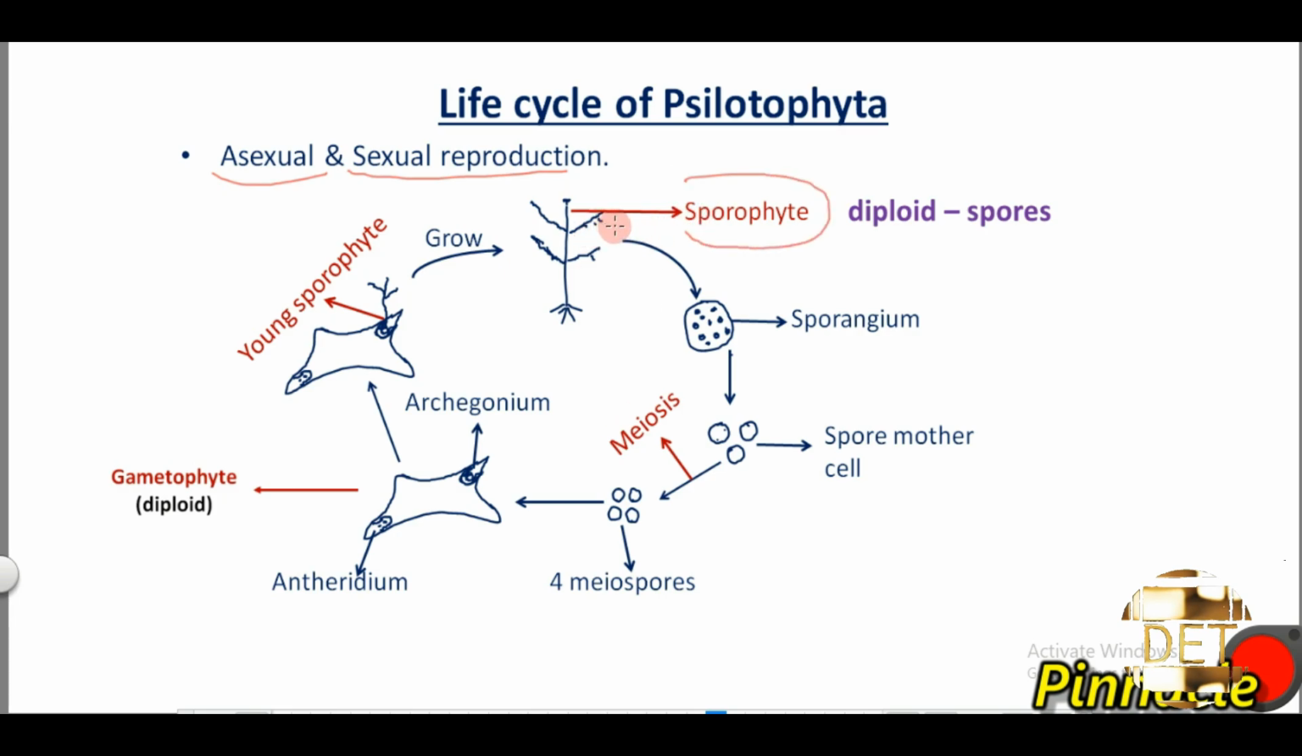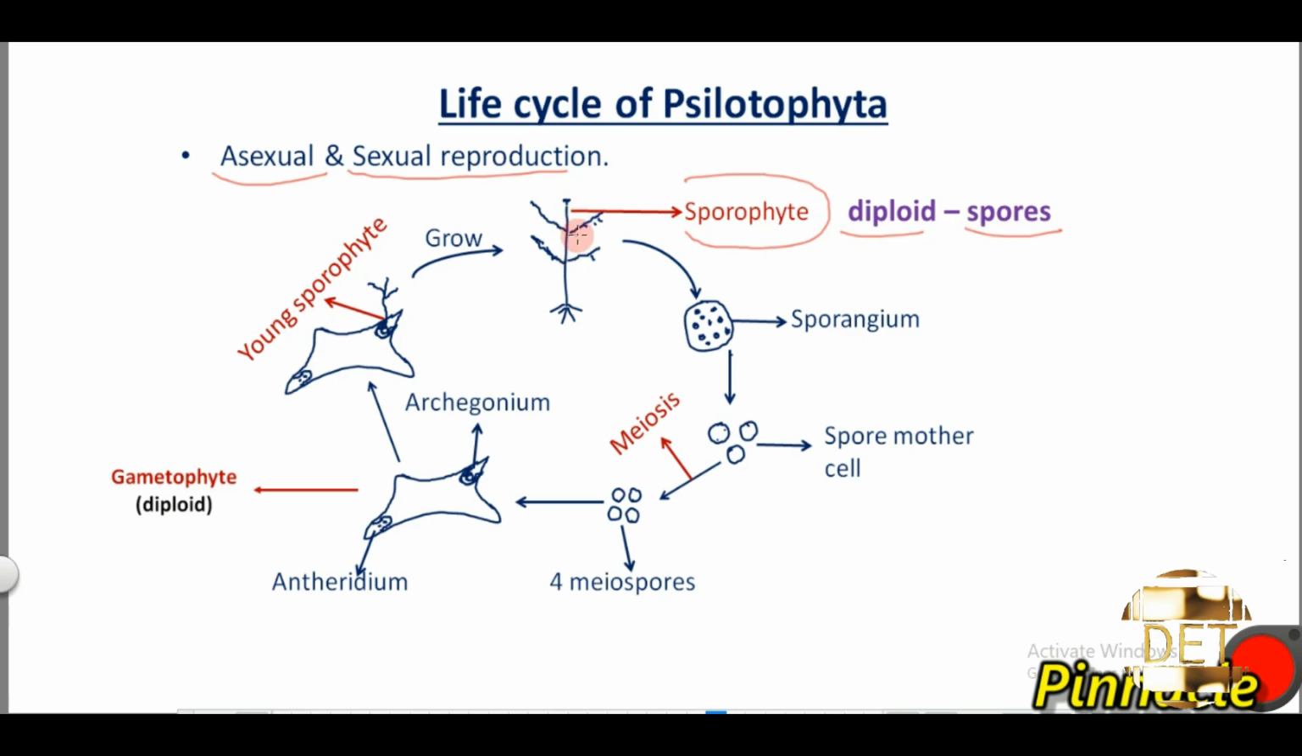Like we said before, the main plant body in pteridophytes is the sporophyte. This is the main plant body, the sporophyte plant. The sporophyte plant is diploid in nature, and this is the generation that is responsible for the production of what? Of spores, right?